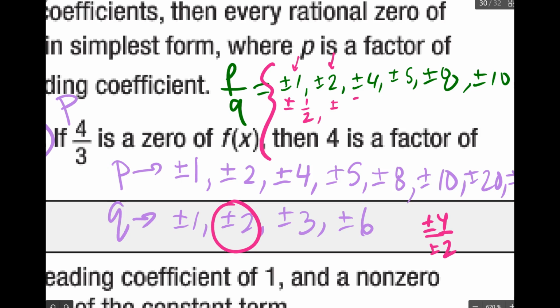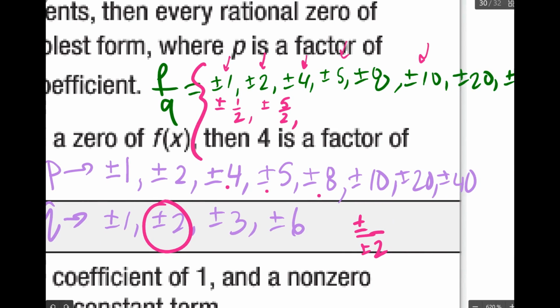Plus or minus 5 over 2. Plus or minus 8 over 2 is the same thing as plus or minus 4. I already have that. Plus or minus 10 over 2 is the same thing as plus or minus 5. Plus or minus 20 over 2 is the same thing as 10. Plus or minus 40 over 2 is the same thing as plus or minus 20. I don't want to write any repeated values. What else do I have?